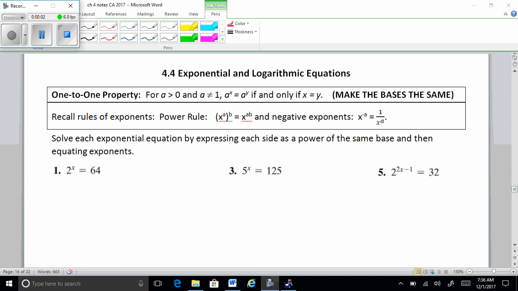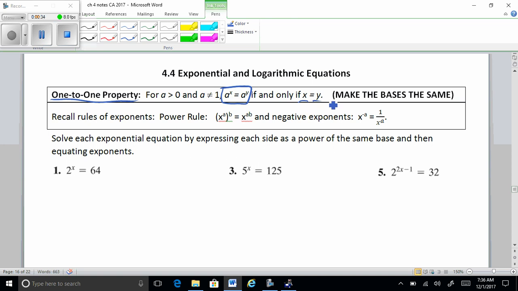All right, so this is 4.4 exponential and logarithm equations. Everything we've been doing is going to lead up to this section because we're actually going to start solving. We're going to use this thing called the one-to-one property. Basically, if you can get the bases to be the same on each side, then you can cancel them out and just set the exponents equal to each other.